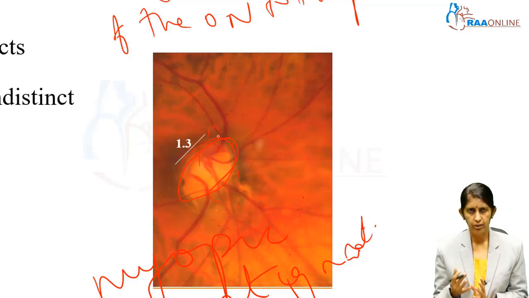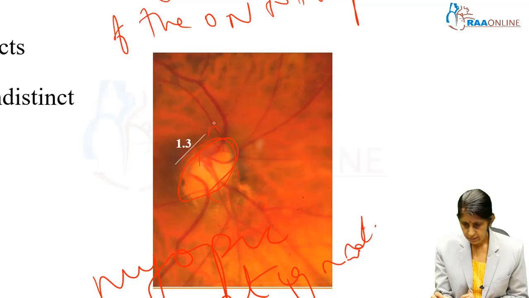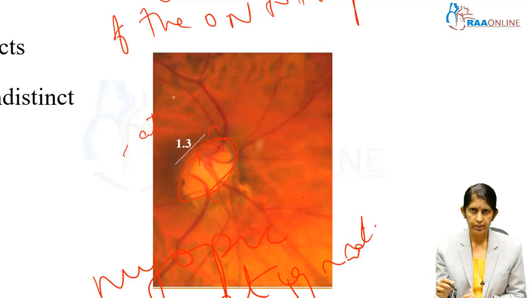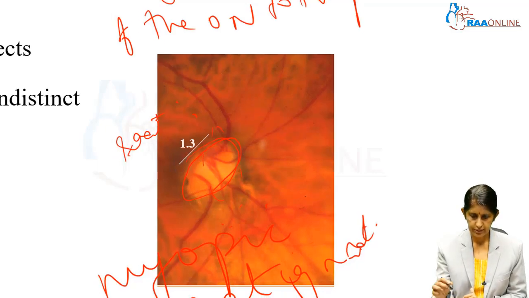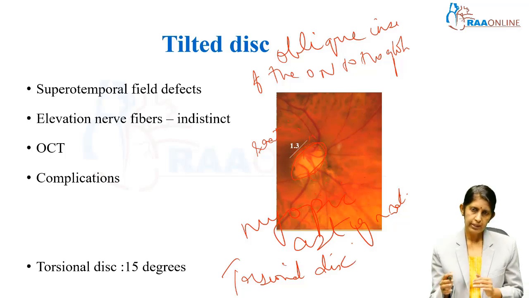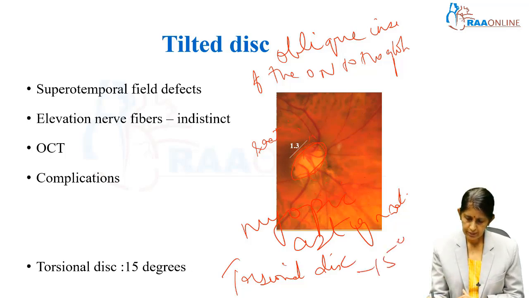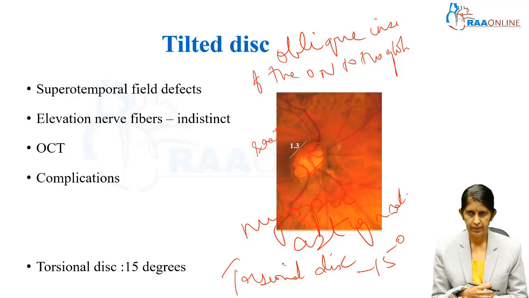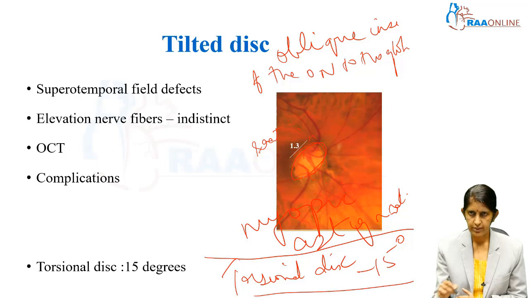And when do we actually call it a tilted disc? When you measure the diameter, the vertical length and the horizontal length, if this ratio is about 1.3 or greater, then you call it a tilted disc. This has to be contrasted with what we call a torsional disc. A torsional disc is one in which the tilt is much more, up to 15 degrees against the vertical meridian. So, this is called a torsional disc, but today the picture that we are seeing is that of a tilted disc.